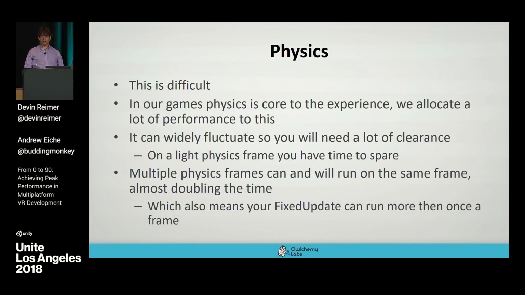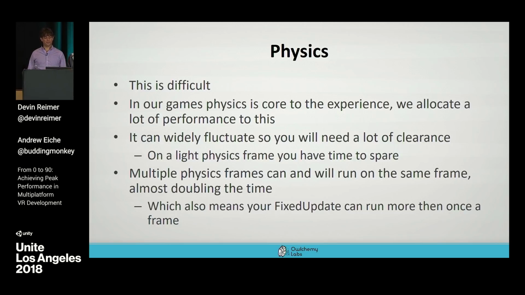Physics is also difficult, and again, just setting ourselves up, we rely on physics as a core mechanic of our game, so we go in knowing this and optimize for it. And we allocate a lot of perf to it. It can widely fluctuate, so you need a lot of clearance. You're going to be optimizing for the worst case physics frames, and then seeing that your light frames will have a ton of time to spare, and that's okay.